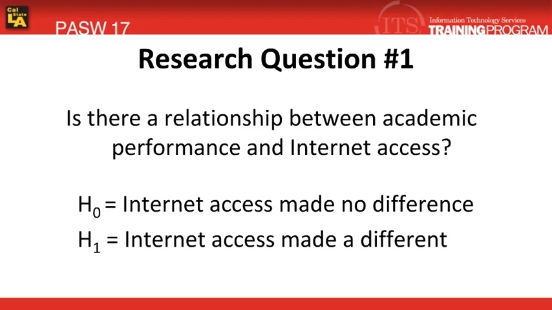Let's practice running a correlation analysis in PASW to find the result to this research question. Is there a relationship between academic performance and internet access? The null hypothesis states that internet access makes no difference, while the alternate hypothesis states that there is a difference. So let's find out.